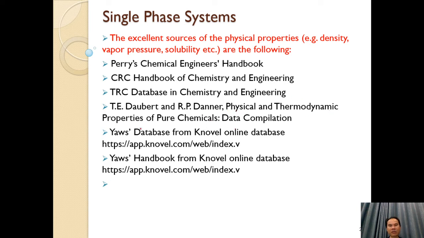Also, you can look on the World Wide Web for data from online databases. The university allows you to download or use online databases and handbooks. These are the resources where you can find substance properties, like physical or chemical properties. That's something we will talk about in this lecture.